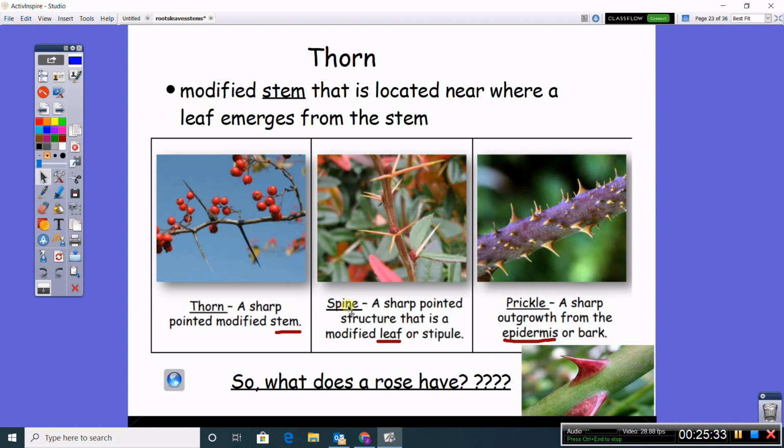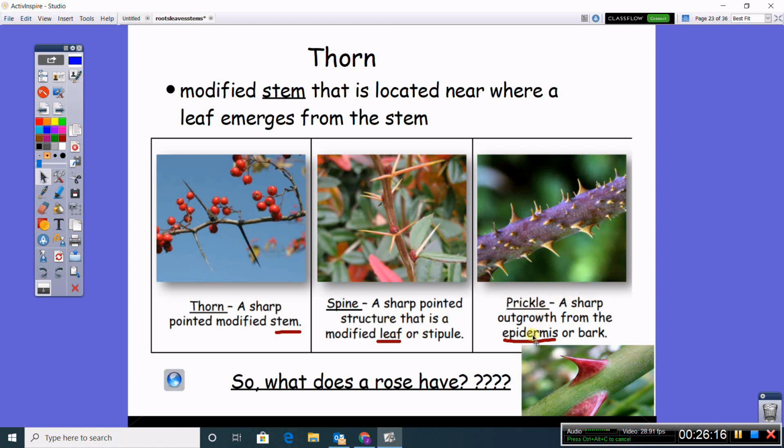A spine, like a spine that you'd see on a cactus, or some plants also have spines, is a sharp-pointed structure that is a modified leaf. So you say, how am I going to know the difference? A spine should be coming out of the stem right below where an axillary bud is. Okay? Because remember, axillary bud is in that upward angle between a leaf and a stem. So if it's a spine, it should be coming out of the stem and there should be an axillary bud associated with it. A prickle.